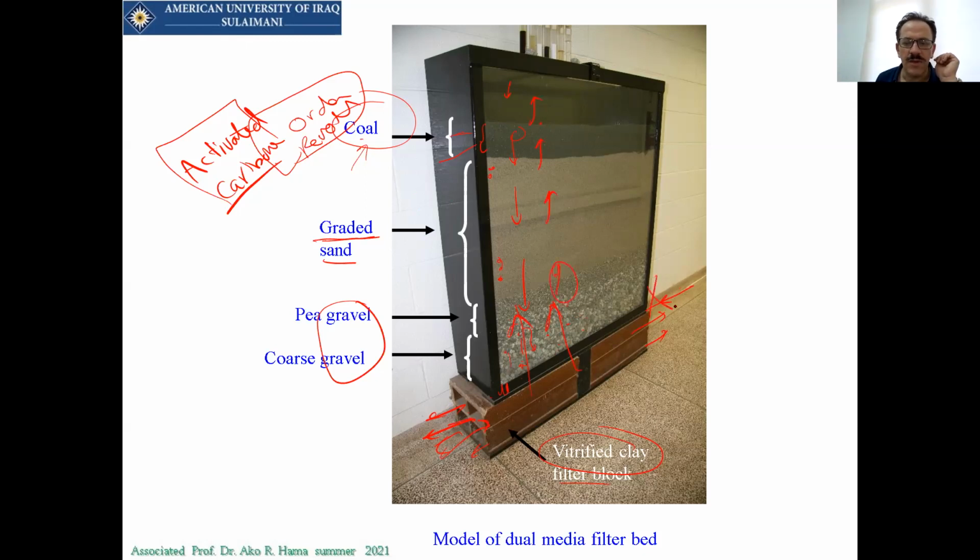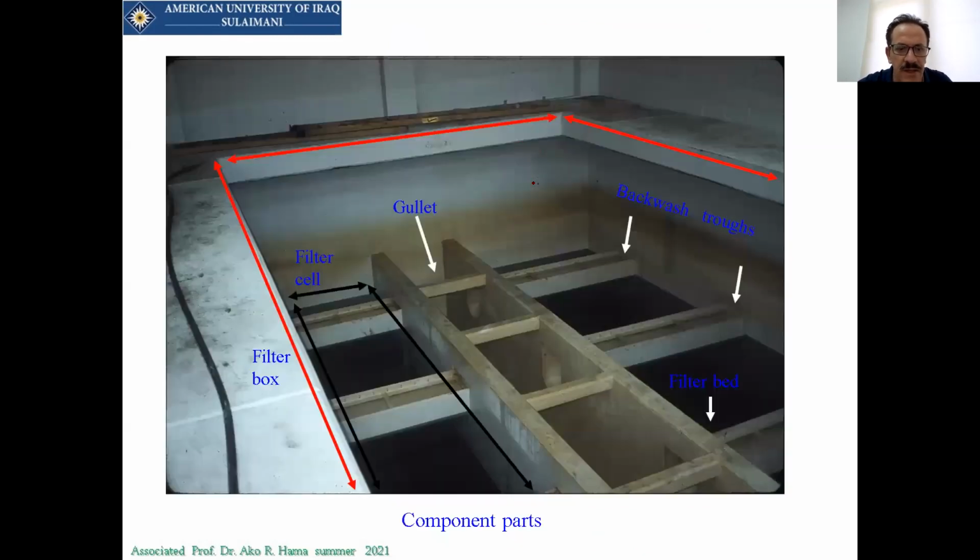And when I stop backwashing, the heaviest one will stay first, which is the gravel. It will get back to its original position and so on. So the sequence of the layers stays the same. That's why we need to put these materials in this one, and this is called a multi-layer filter.